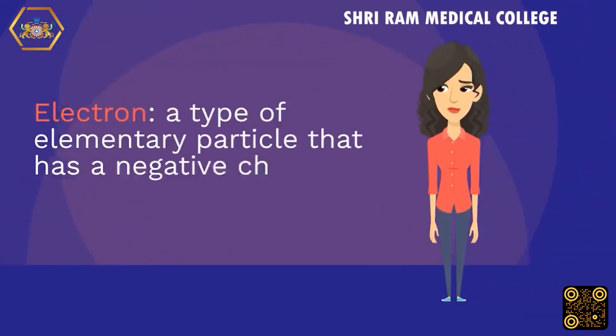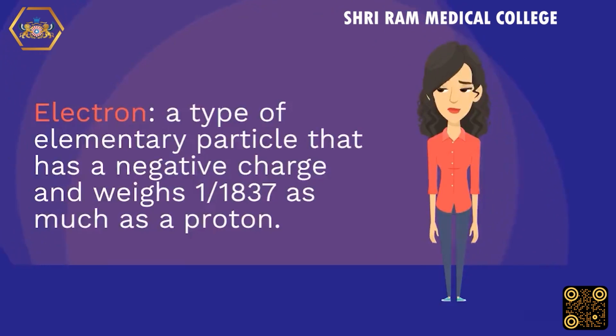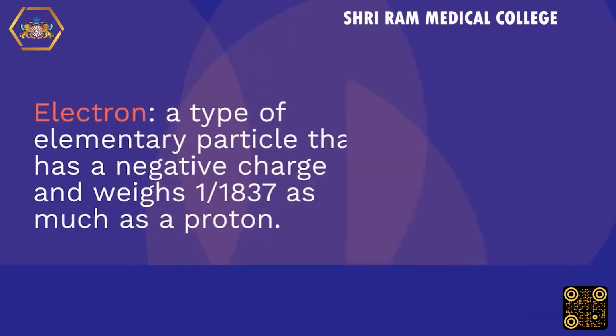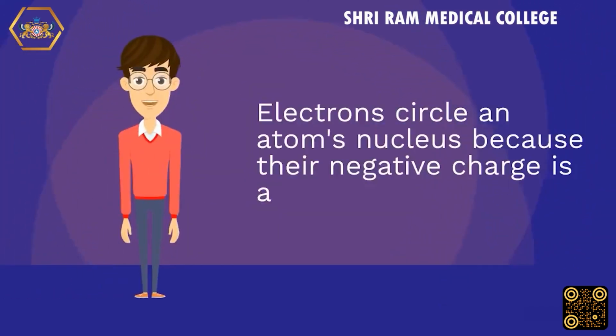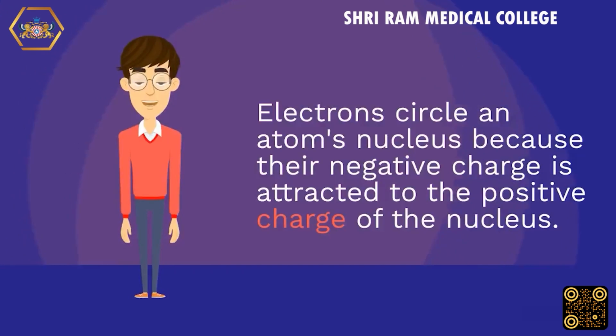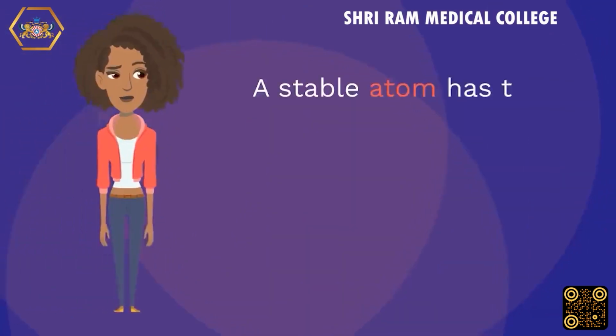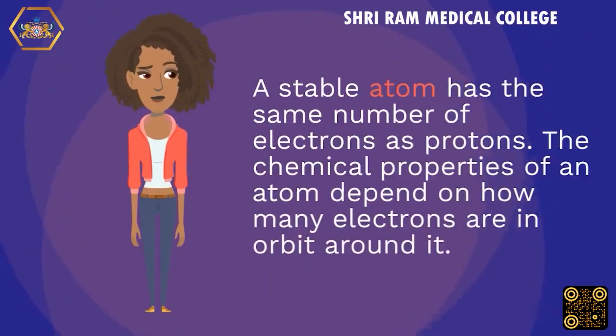Electron, a type of elementary particle that has a negative charge and weighs 1/1837 as much as a proton. Electrons circle an atom's nucleus because their negative charge is attracted to the positive charge of the nucleus. A stable atom has the same number of electrons as protons. The chemical properties of an atom depend on how many electrons are in orbit around it.